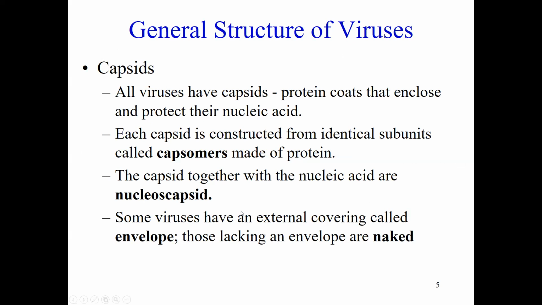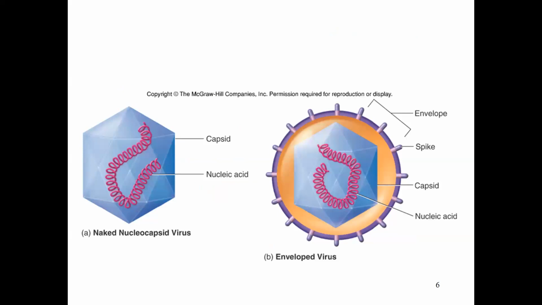Some viruses then have a secondary covering to protect them called an envelope. Ones that don't are naked. We call them naked viruses. So this would be an example of a naked virus with the capsid covering its nucleic acid component versus a virus that has an envelope, a capsid, and its nucleic acid component. Often on these envelopes, we'll see different proteins, like a spike protein, an M protein. These can be proteins the immune system uses to identify and to create antibodies towards.